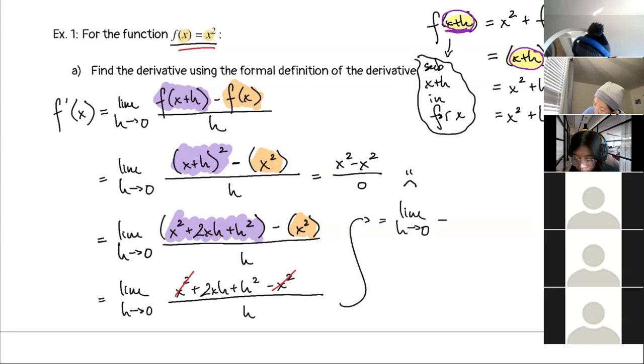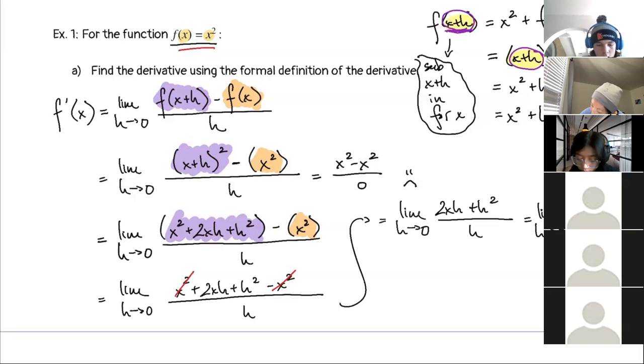Now, what do I have left in the numerator? I have 2xh plus h squared. This is a really good indicator that you've done your job well. And here's the indicator. Your numerator has an h in all the terms, so you can factor out that h. And the inside becomes 2x plus h.